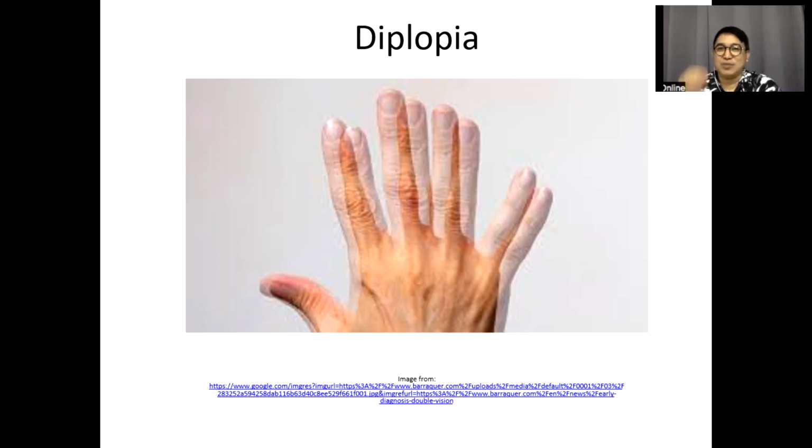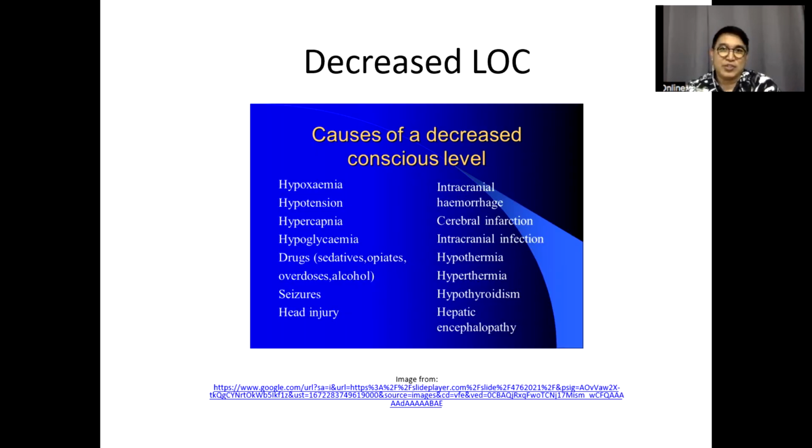Diplopia is found in patients with myasthenia gravis, multiple sclerosis, stroke, and brain aneurysm. So double vision is usually corrected by asking the patient to wear an eye patch or do eye exercises, or surgery if it's not relieved by eye exercises.